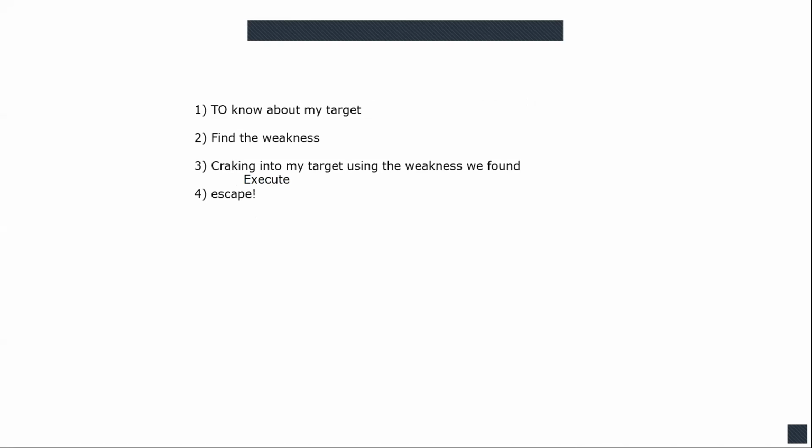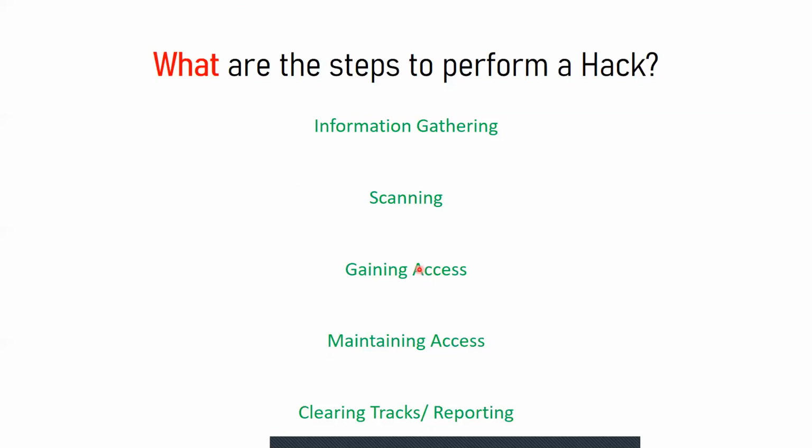So what I'll show you now is how to hack into a particular machine. The first one is information gathering. So what is information gathering? In this step, I'll find each and every single detail about that particular computer, or about that particular organization I want to hack.